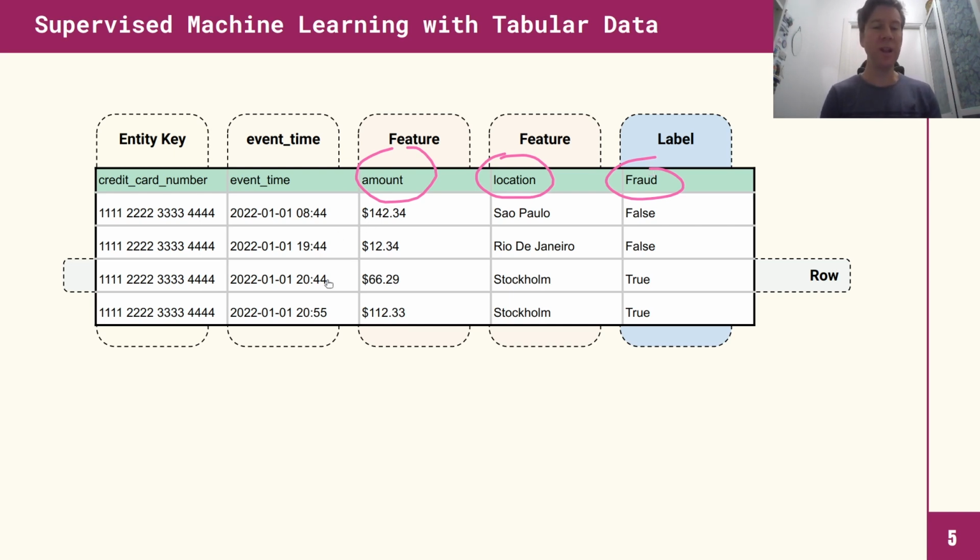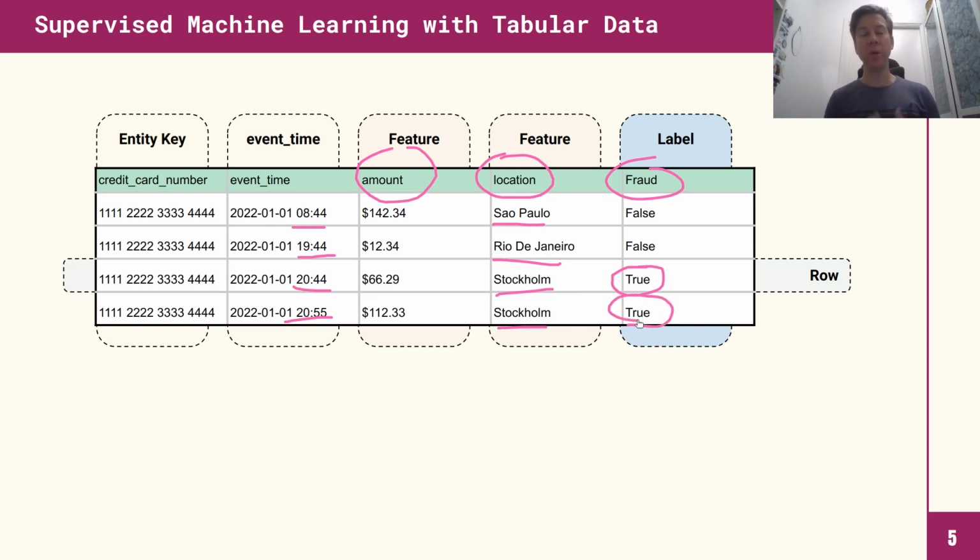If we looked at the data and analyzed it, what we could see is that our first credit card transaction here happens at 8:44 a.m. on the 1st of January in Sao Paulo, and that's okay. It's not fraud. At 7:44 p.m. in the evening at Rio de Janeiro, that's okay. But only 1 hour later, the next credit card transaction took place in Stockholm. So that's indicative of fraud. And then we'd hope that the system would learn that the next transaction after that is probably also fraud.